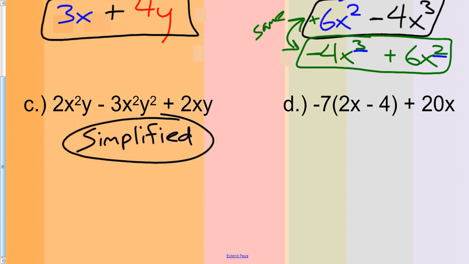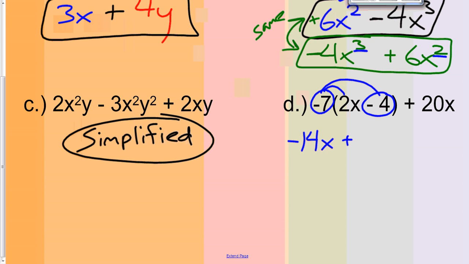All right, and lastly, we're going to bring in the concept of distributing and then combining like terms. So, for instance, if you use the method where you just distribute like this, so I have negative 7 next to a parenthesis, I'm going to distribute to this. Negative 7 times 2x is negative 14x. And then negative 7 times negative 4 is going to be positive 28.